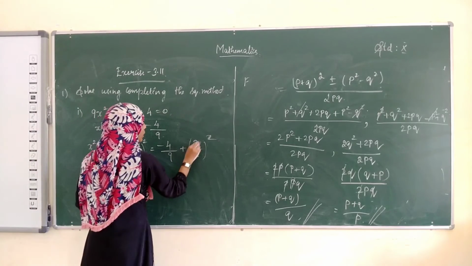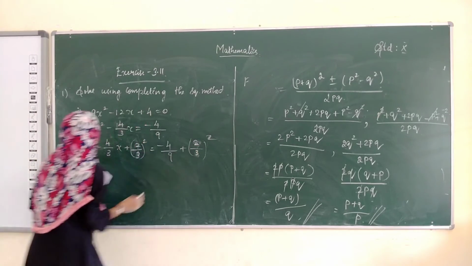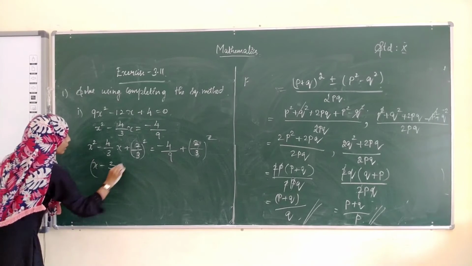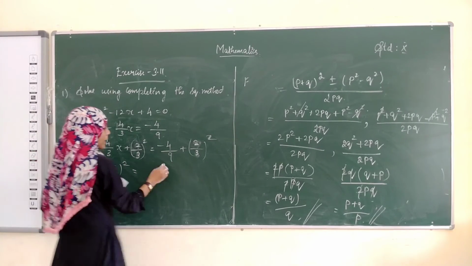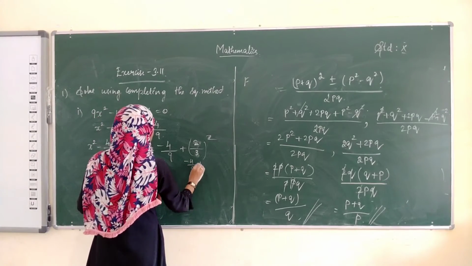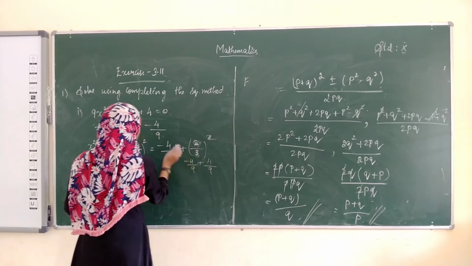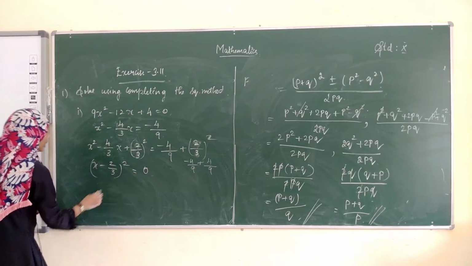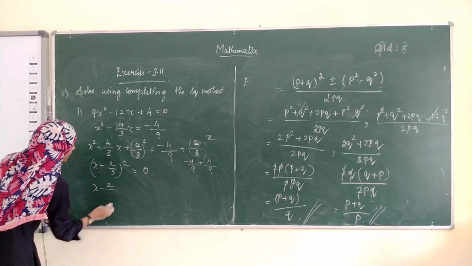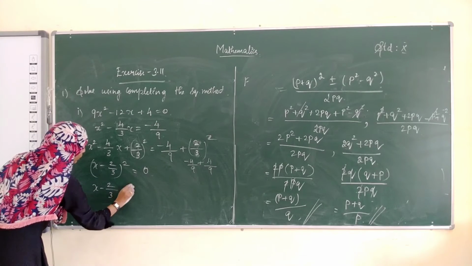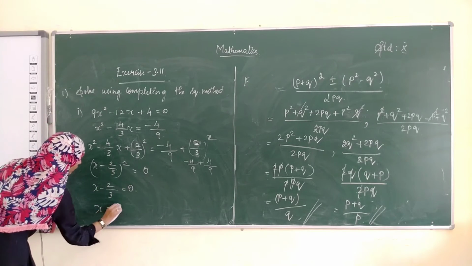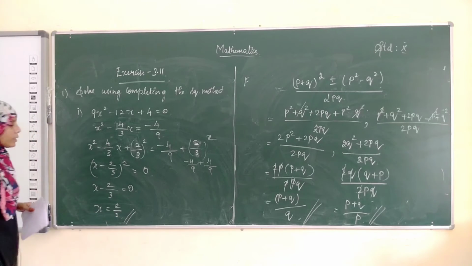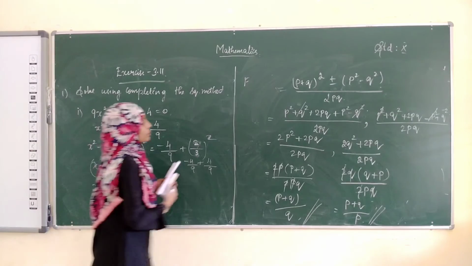4 divided by 6 is 2 divided by 3. Now, this can be written as x minus 2 divided by 3, the whole square. This is equal to minus 4 divided by 9 plus 4 divided by 9. So the right side becomes 0. Okay, taking square root on both sides, what do we get? x minus 2 divided by 3 equal to 0. The value of x is equal to 2 divided by 3. Okay, 2 divided by 3.